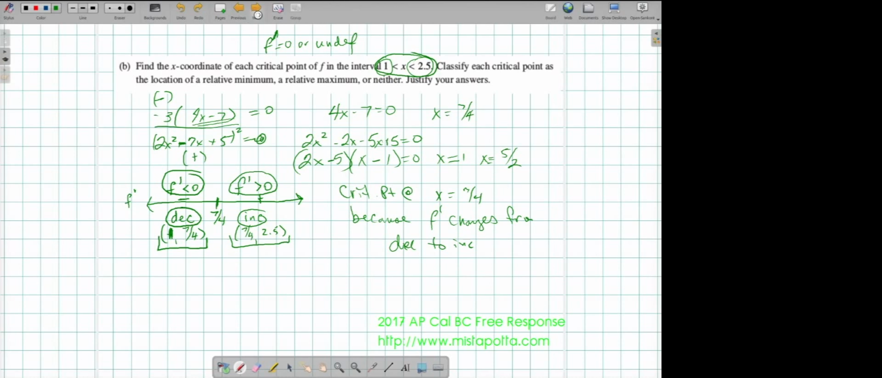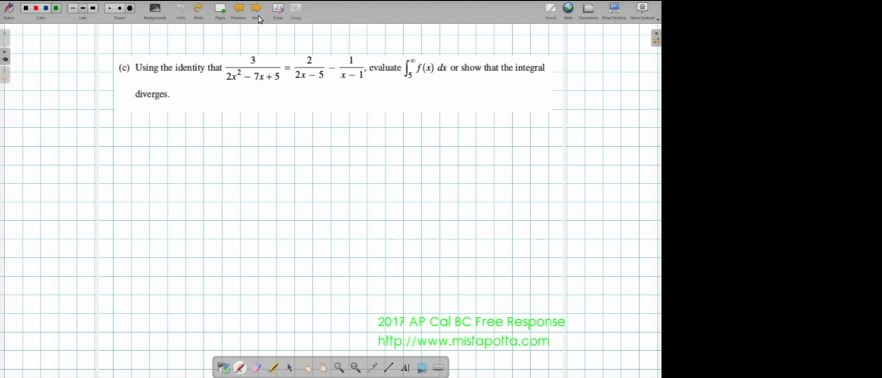All right, moving on to C, I've got an improper integral. I've got the integral from 5 to infinity of f of x. Now keep in mind, when I'm doing problems like this, I want to change my infinities to some variable and then look for the limit as that variable increases without bound. So I'm looking for the limit as b increases without bound of the integral from 5 to b of my function 2 over 2x minus 5 minus 1 over x minus 1 dx.